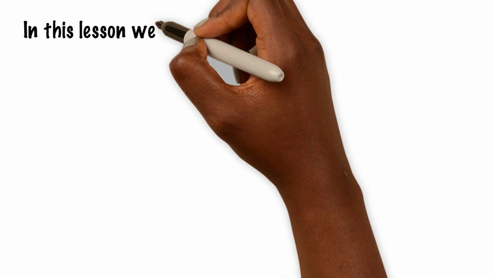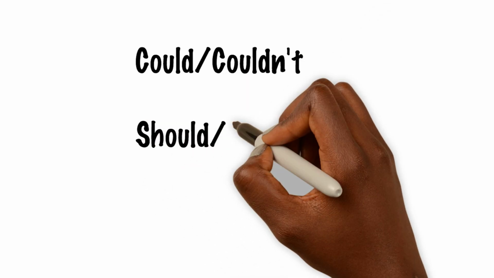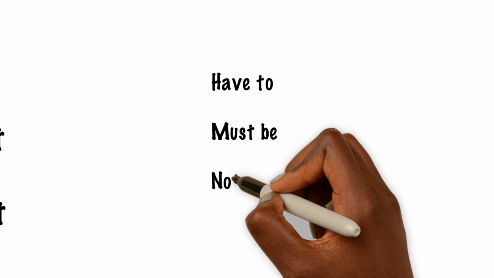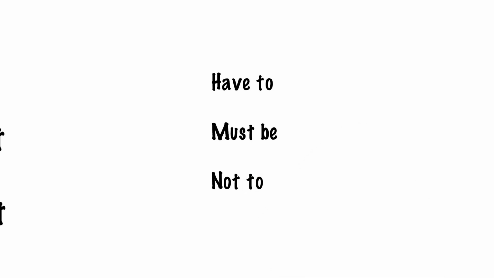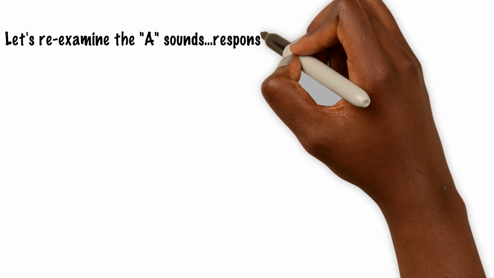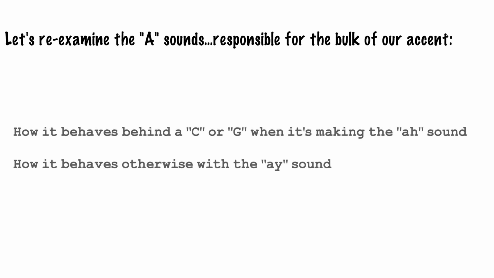We're going to jump straight into this one, where today we're going to be covering can, can't, want, could, couldn't, should, shouldn't, would, wouldn't. And interestingly enough, how we use have to, must be, and not to in our daily conversations. But before we go into all that, let's re-examine the vowel A in long and short form and how it is responsible for about 95% of the Jamaican accent. We will look at the short A sound when it follows the letter C or G and how it behaves otherwise when it makes the A sound.